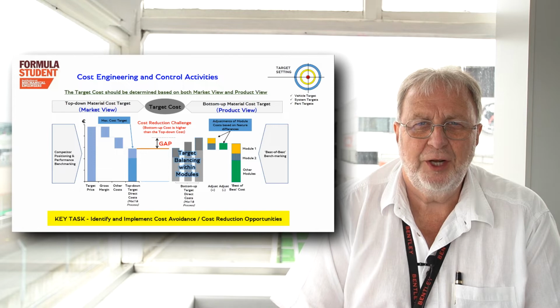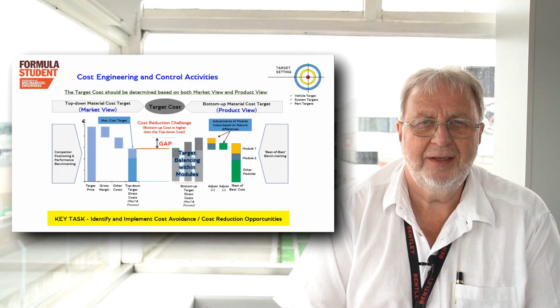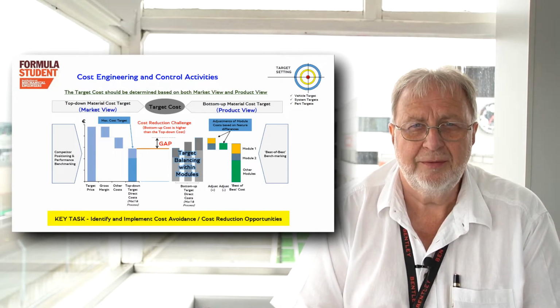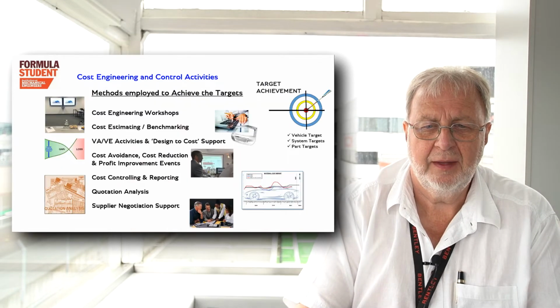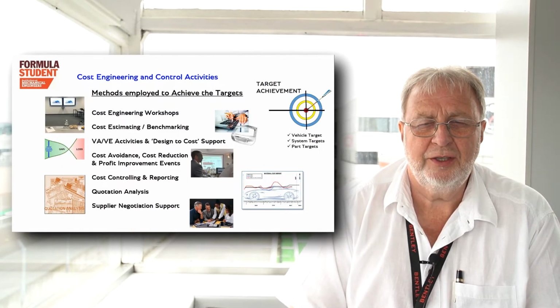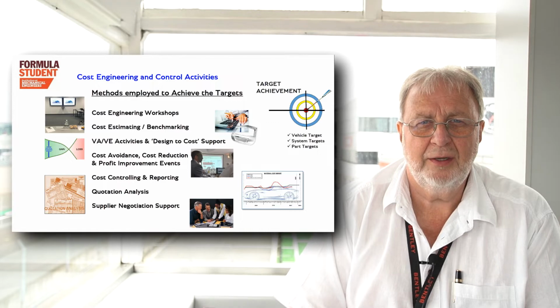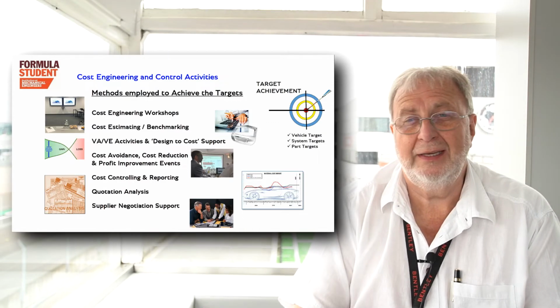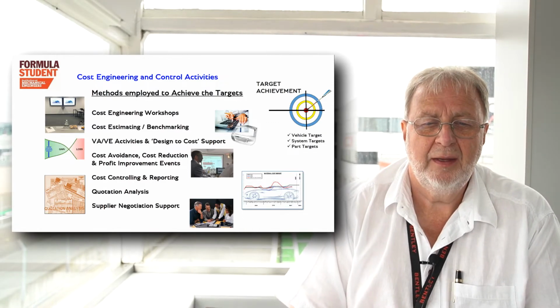Okay, so we've set our targets. They're robust and they are probable, feasible for your project. Let's move on to target achievement. How do we make those targets work and ideally beat them at the end of the program?